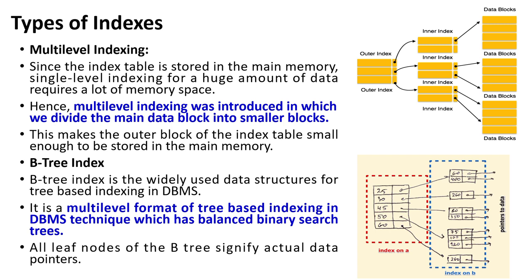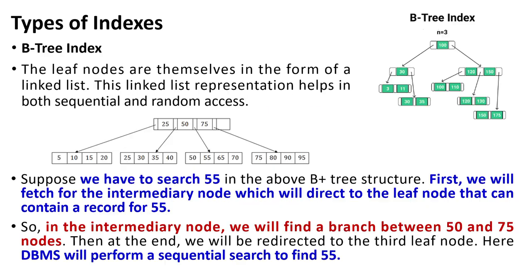B-tree index. B-tree index is the widely used data structure for tree-based indexing in DBMS. It is a multi-level format of tree-based indexing technique in DBMS which has balanced binary search trees. This is the whole explanation.